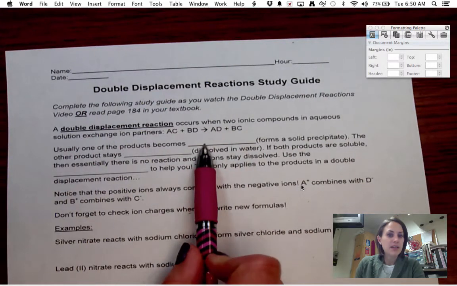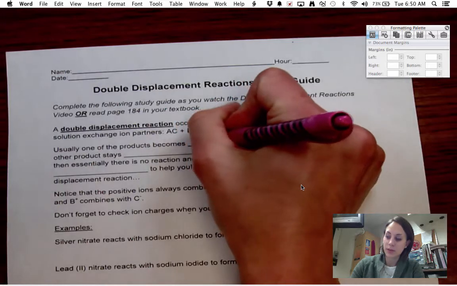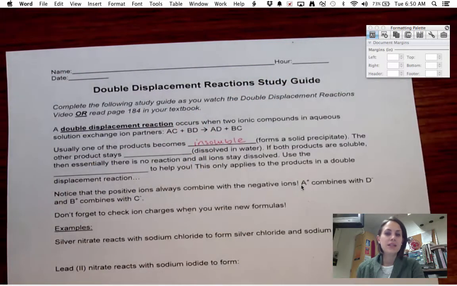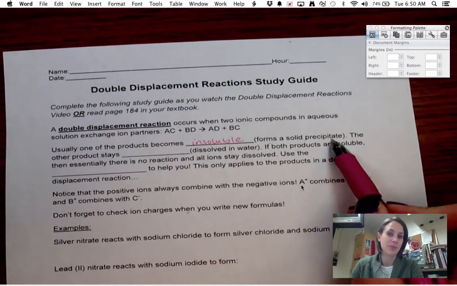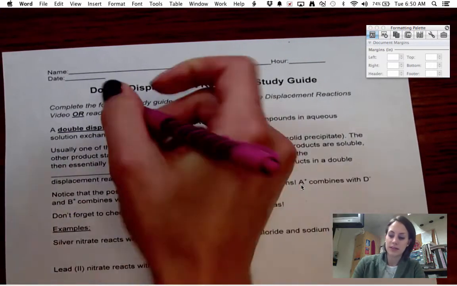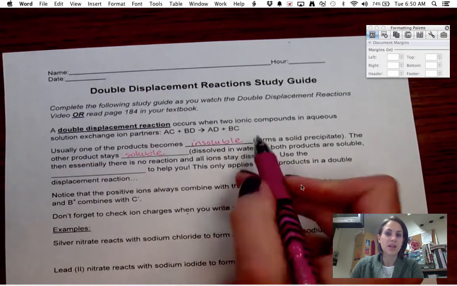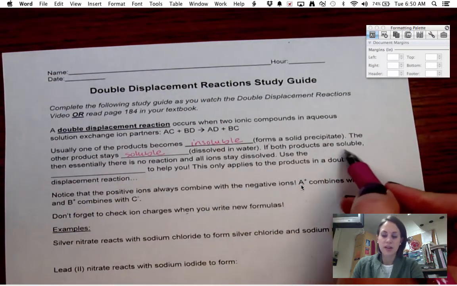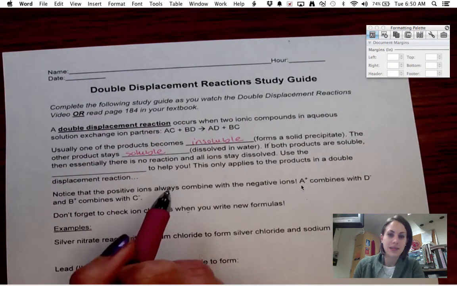The thing that happens in real life is that usually one of the products becomes insoluble. And insoluble means it doesn't dissolve in water and it forms a solid precipitate. The other product stays soluble, which means it's dissolved in water. If both products are soluble, then essentially there is no reaction and all the ions stay dissolved.